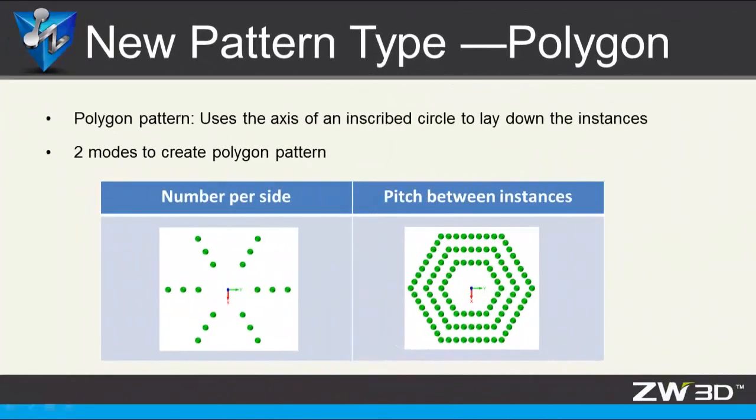In the new version, a new pattern mode, Polygon, has been provided. The Polygon pattern has two modes to create pattern instances. One is number per side, which means to specify the number of instances in each polygon side. Another is the pitch between instances. These two pictures show the difference between these two modes.